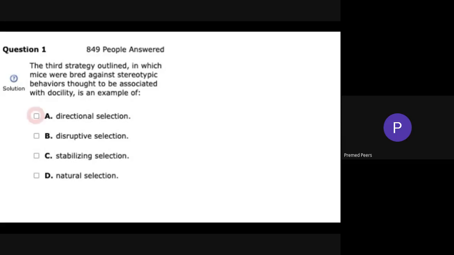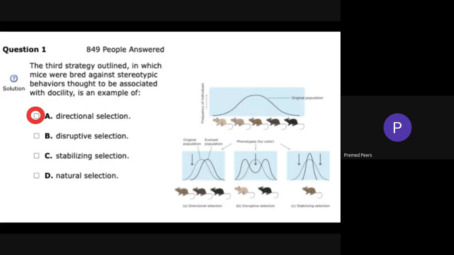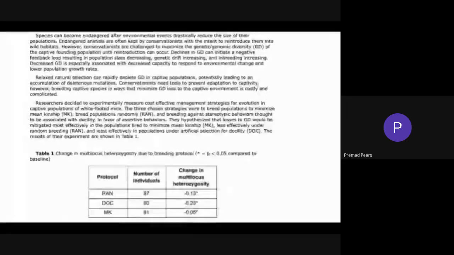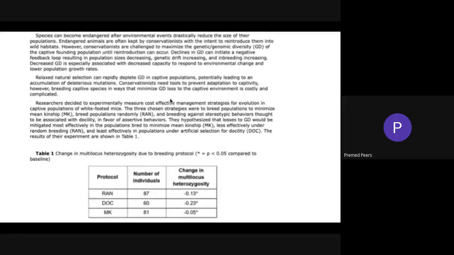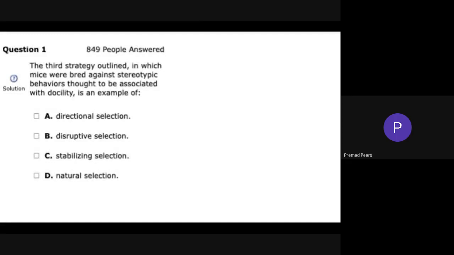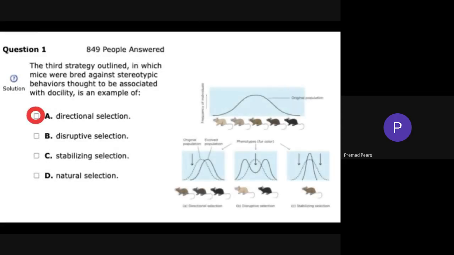Okay, perfect. That's correct. So this is like a diagram that they have in the answer explanation. So directional selection is when you're picking for one extreme of the population, which if you look back in the passage, third strategy, right? So third strategy is breeding against stereotypic behaviors. So if you're selecting against one extreme, which is stereotypic behaviors, and you're selecting for the other extreme, basically.